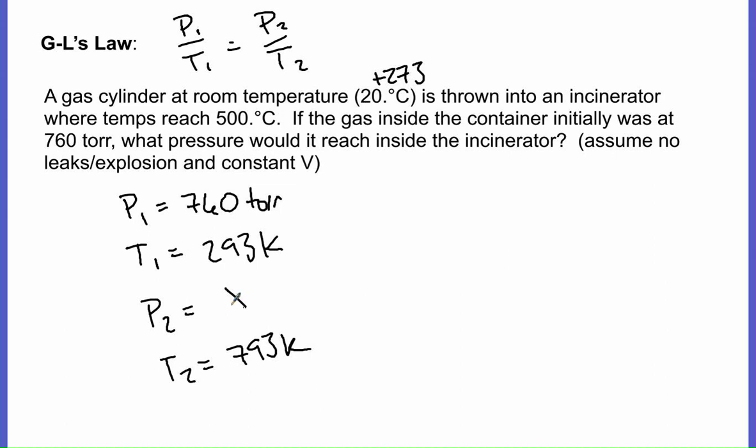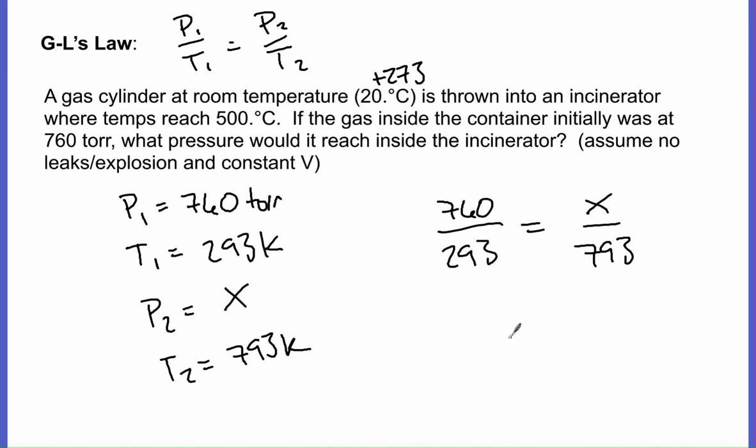So just got to solve for x here. Set it up. 760 divided by 293 equals x over 793. Again, I don't really use units in here all the time. It's probably a good idea to do so, but I know that the kelvins cancel out, so I don't need those, whereas the torr, that's what my answer is going to be in. 760 times 793 divided by 293.